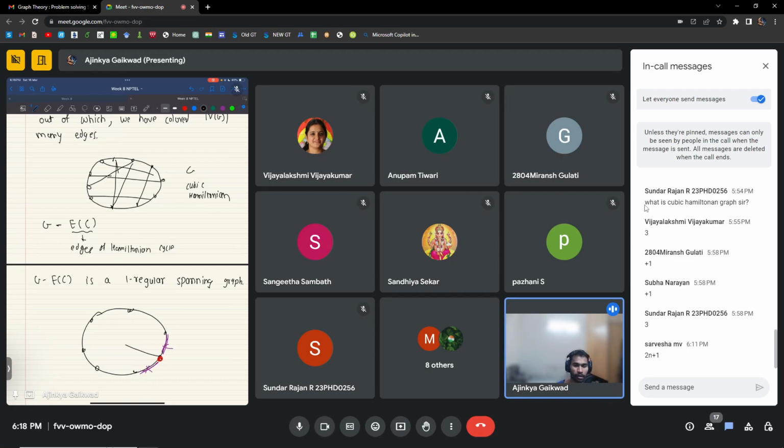What do I mean by one-regular? Every vertex has degree 1. So this G minus E(C) is a graph which is one-regular. This is fine. What do I mean by spanning graph? It means that every vertex is there, right?